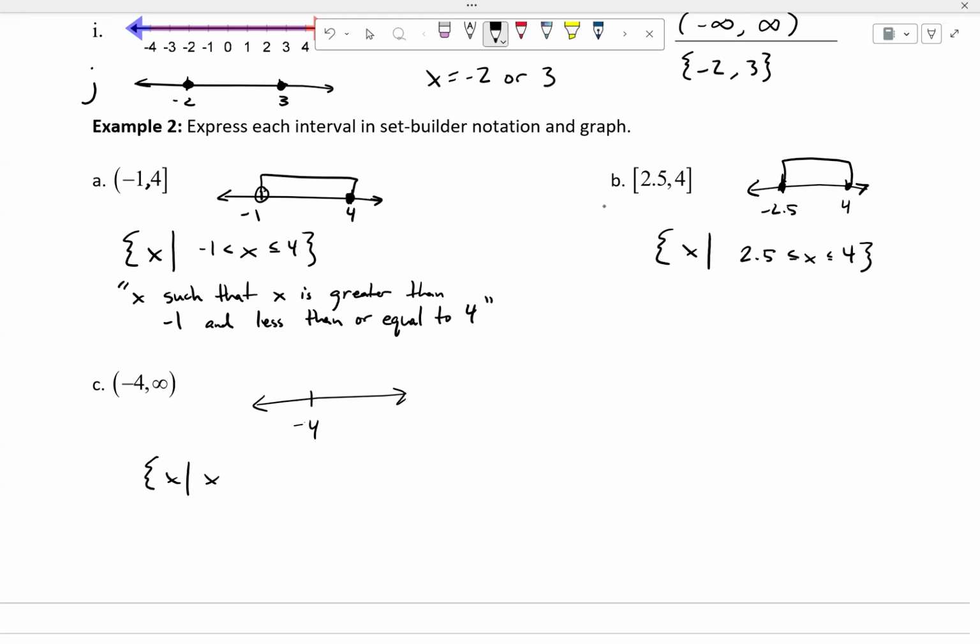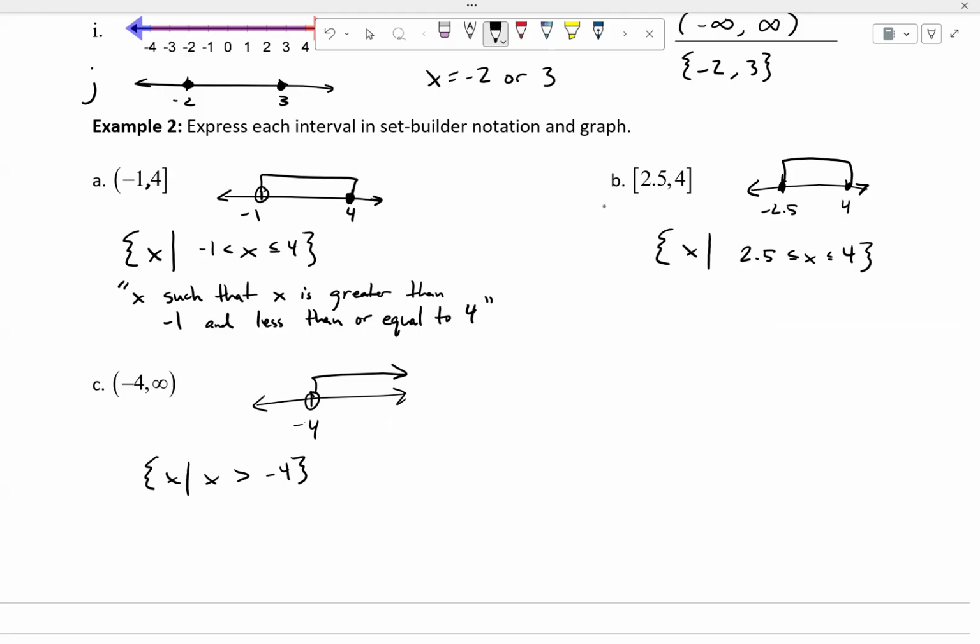Oh, got B, I imagine. For C, which way am I going? I know I have an open circle there, -4. Which way am I going? Right. To the right, towards infinity. And when I write that down, it's going to be x such that x is greater than -4.